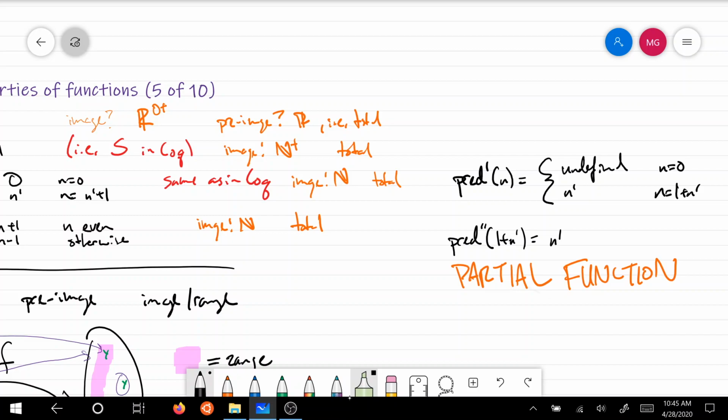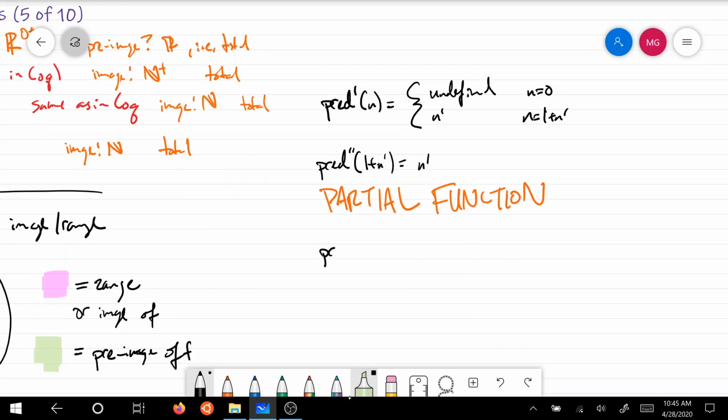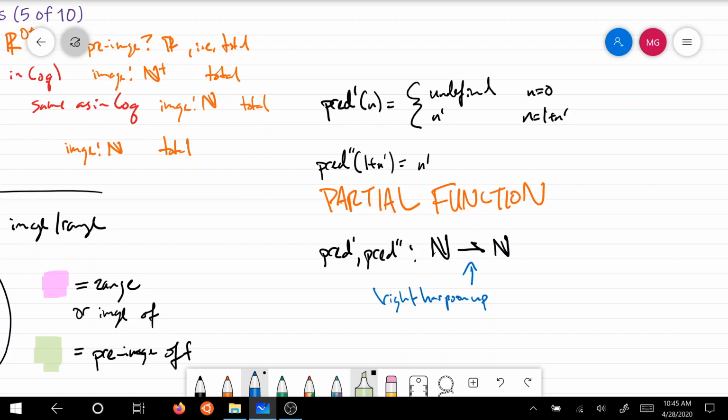Okay, when we talk about a partial function, we'll write something like this. Pred prime and pred double prime are both partial functions from the nats to the nats. So you'll notice what I did here, this is, I believe, a harpoon arrow, and this is used to indicate a partial function, just as a notational note. Okay, let's pop back up.